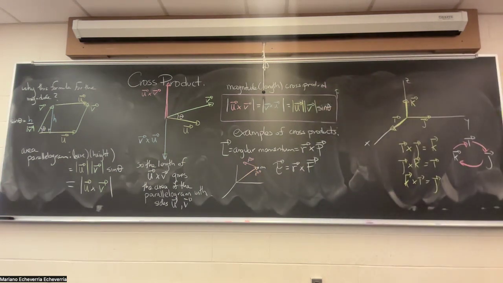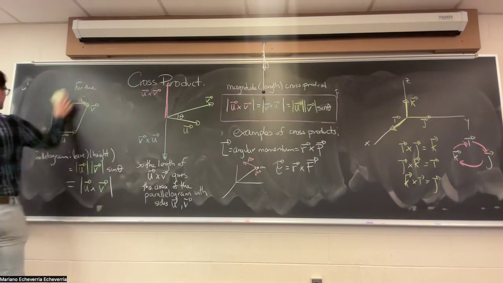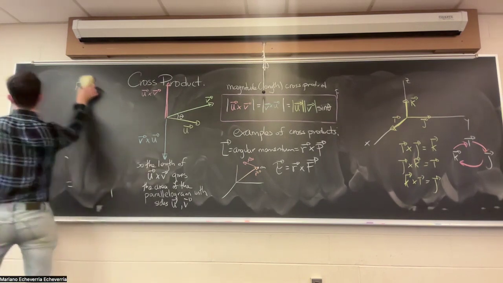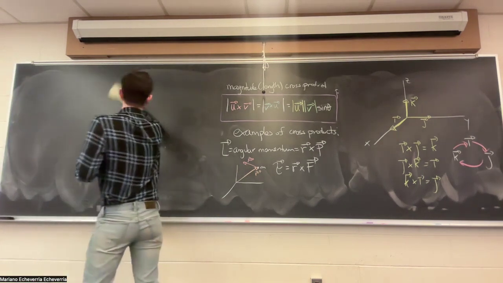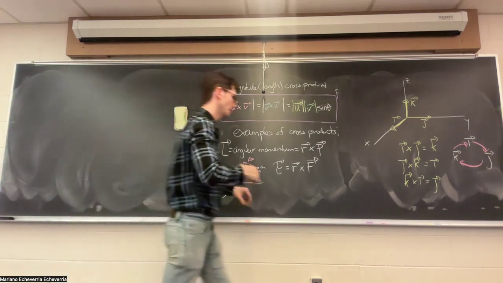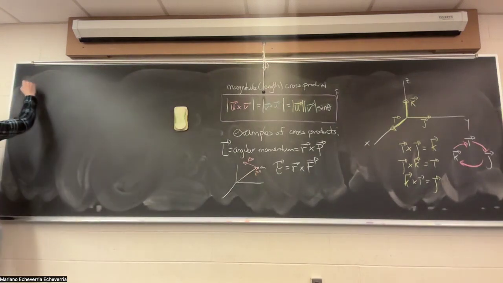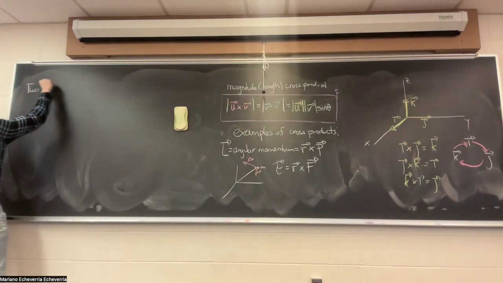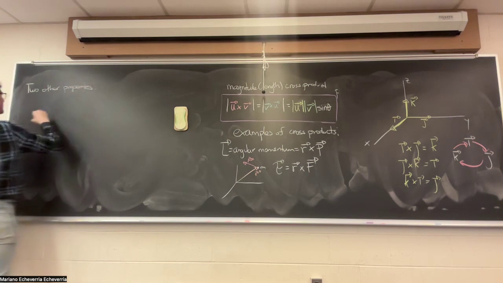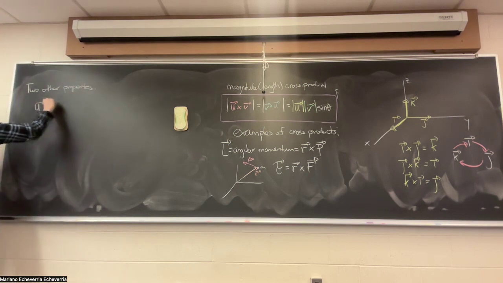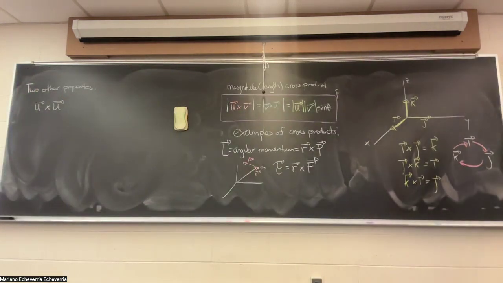Before doing that, let me just mention two more geometric things that are useful to have. So here are two other properties. The first one is, what do you think? If you have a vector, what should be the cross product of that vector with itself?